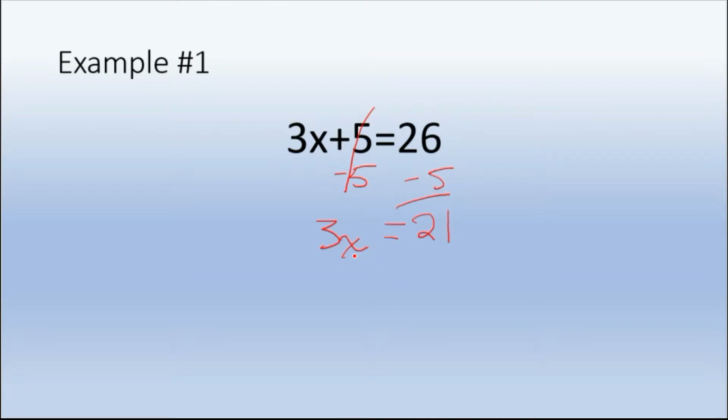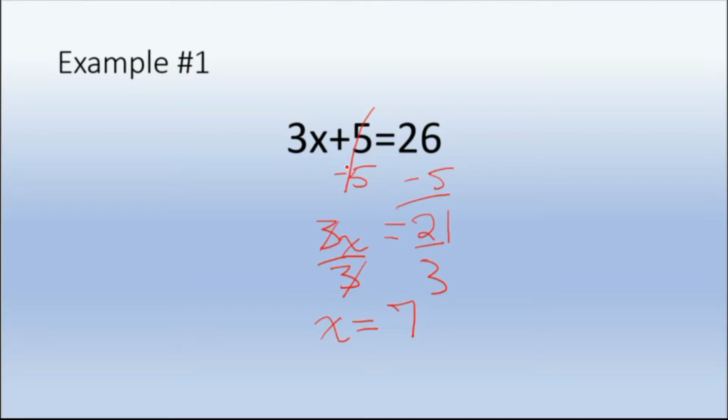We need to do division to get rid of the multiplication. So let's divide by 3 on both sides. We're left with x over here equals 7. Okay, so we have our 7.